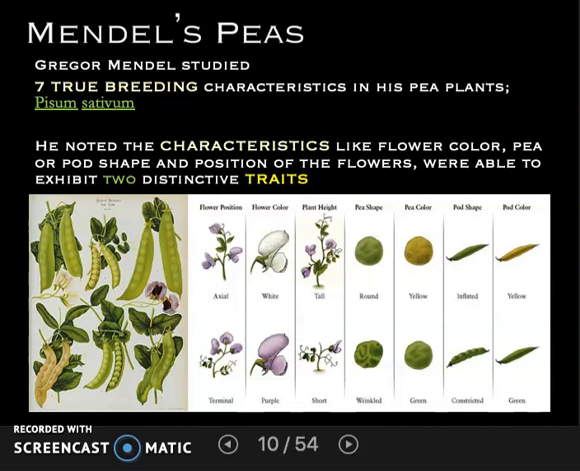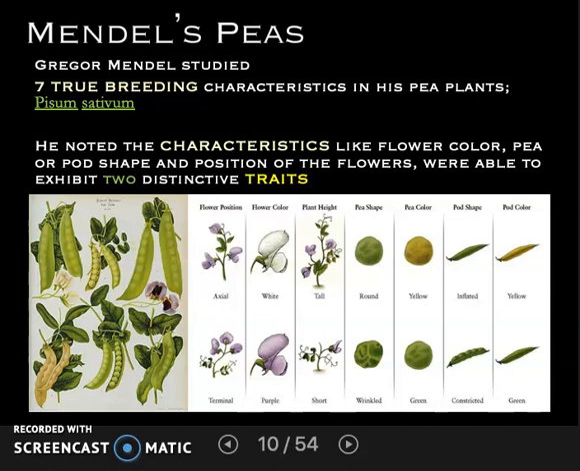And what he did was he selectively bred these plants for these characteristics until he found two traits. For the characteristic of flower position, there were 2 traits. The flower position could be axial or terminal, that is on the end or on the axis of the plant. For the characteristic flower color, he bred 2 true breeding strains for the traits purple flowers or white flowers, etc.